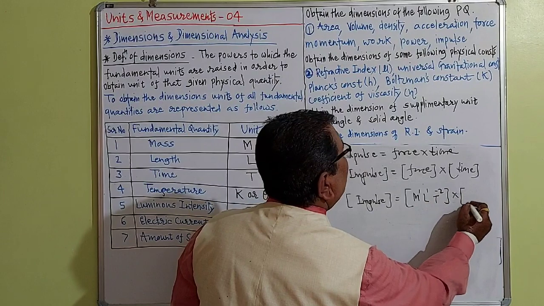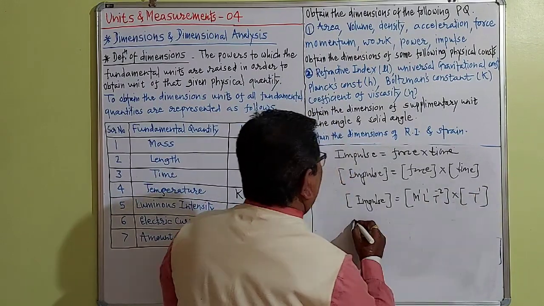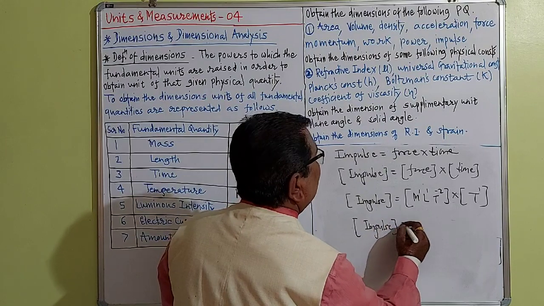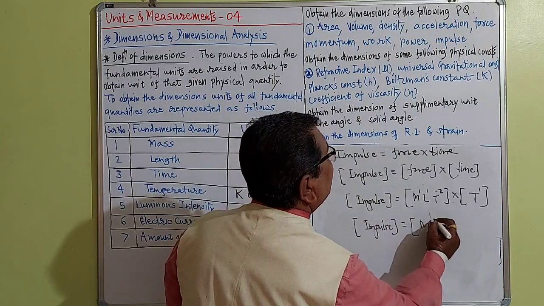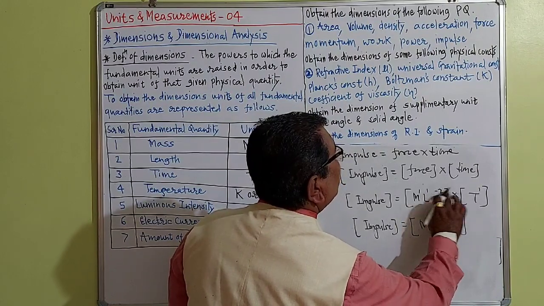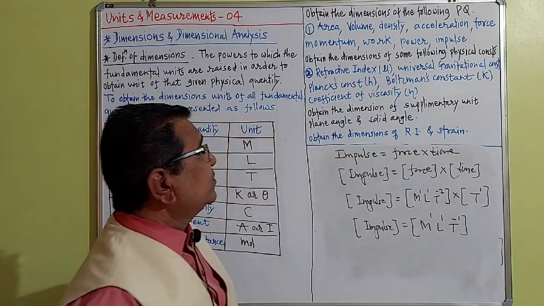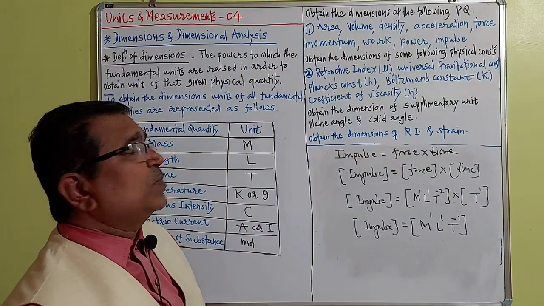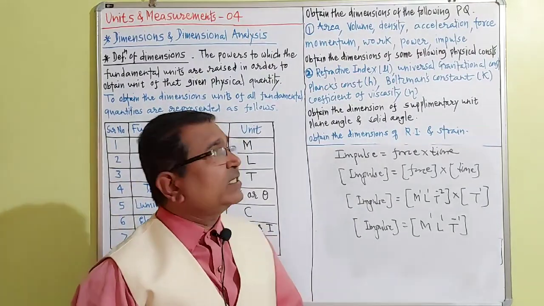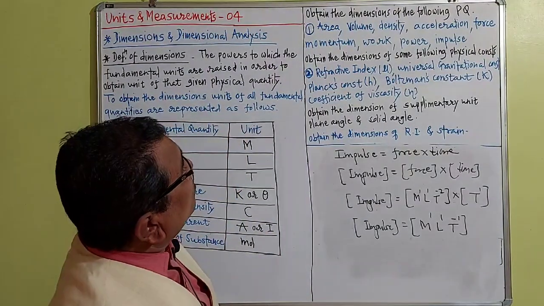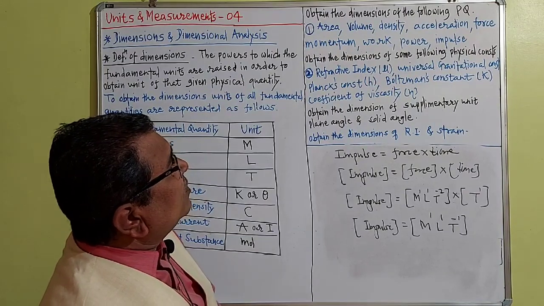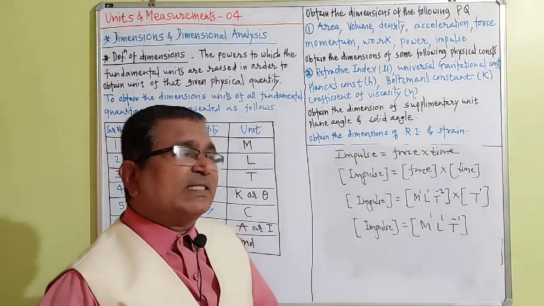Write down the dimension of time. Dimension of time is t1. So dimension of impulse we get is what? m1 L1 t minus 1. Minus 2 and 1 we get t minus 1. This is the dimension of impulse. So in this way we have calculated some dimensions of various physical quantities, and now we will have to calculate the dimensions of some following physical constants.